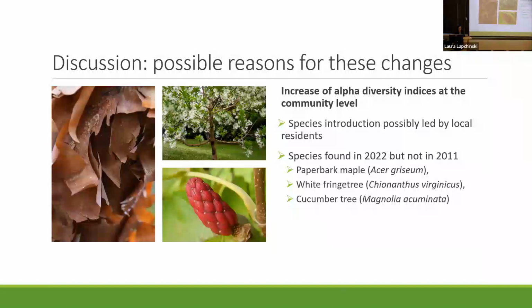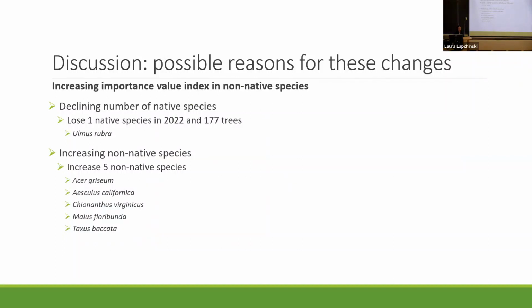But the good news is, as reflected by the increasing alpha diversity index, it is possible that there were species introductions led by local residents, because we found that there are some new species in the community which did not exist in the past. Examples include the paperbark maple, white fringe tree, and cucumber tree. Although there are new species introductions, the increasing importance value of the non-native species still tells a story that the number of non-native species is increasing.